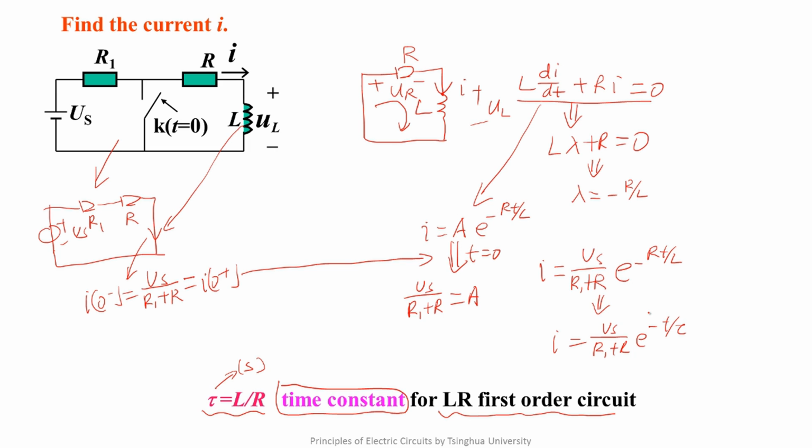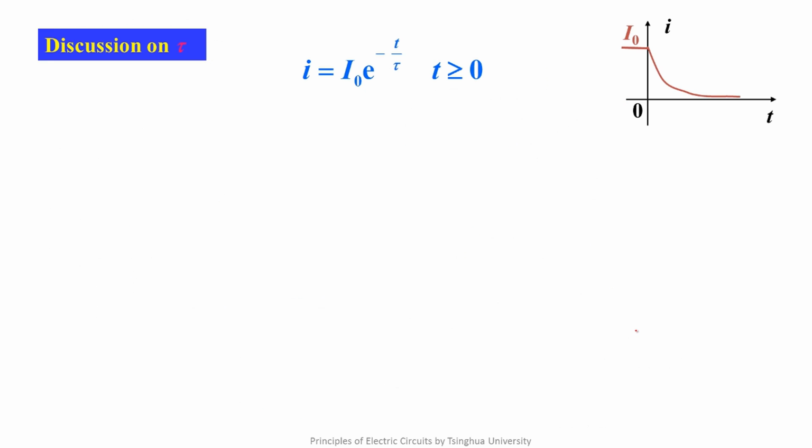It's of great advantage to define the time constant for RC and RL first-order circuits as RC and L over R respectively. One advantage is we can use the same e to the power minus t over tau to represent a decay. Another advantage is here. This is the expression of the current through the inductor, in which i0 equals US over R1 plus R. It's i0 before switching. It tends to 0 when t tends to infinity after switching. The negative exponential term decays to 0.